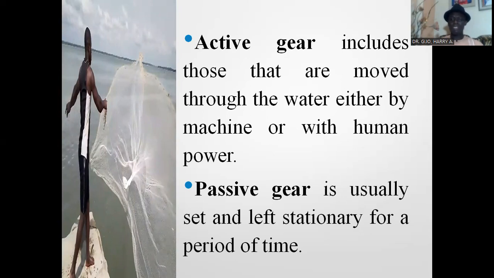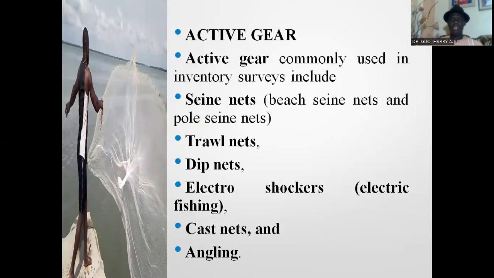You actively chase the fish with such gears, or the fish are actively being collected, while the passive gear is usually set and left stationary for a period of time. So that's the difference between the active gears and the passive gears.